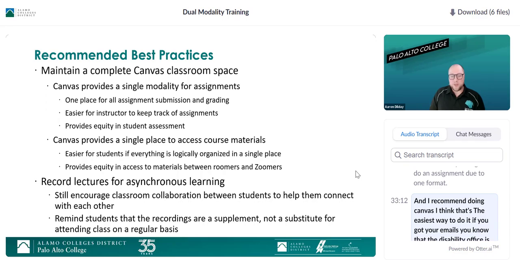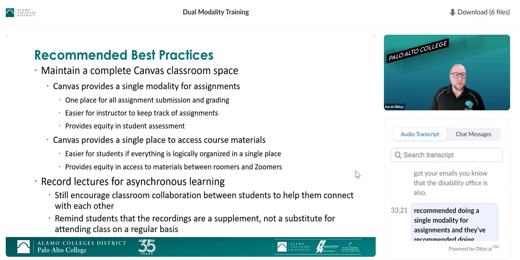If you got your emails, you know that the Disability Office has also recommended doing a single modality for assignments, and they've recommended doing Canvas because they're short-staffed and they're going to have a hard time doing a whole bunch of extra proctoring stuff. So again, this is another way to not only help you out, help your students out, but help out that office as well. So I highly recommend focusing on that single modality for your assignments.